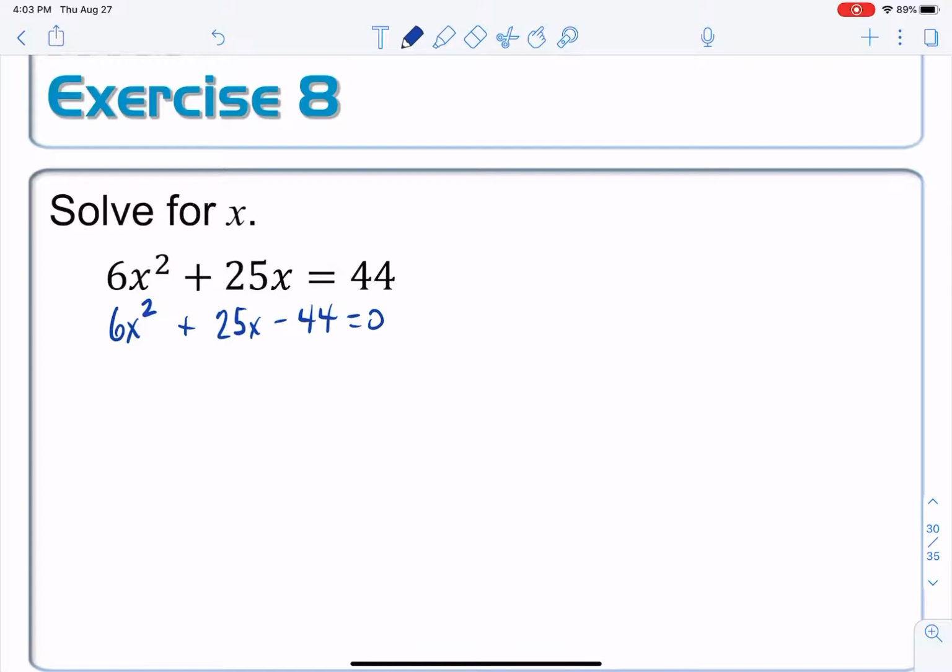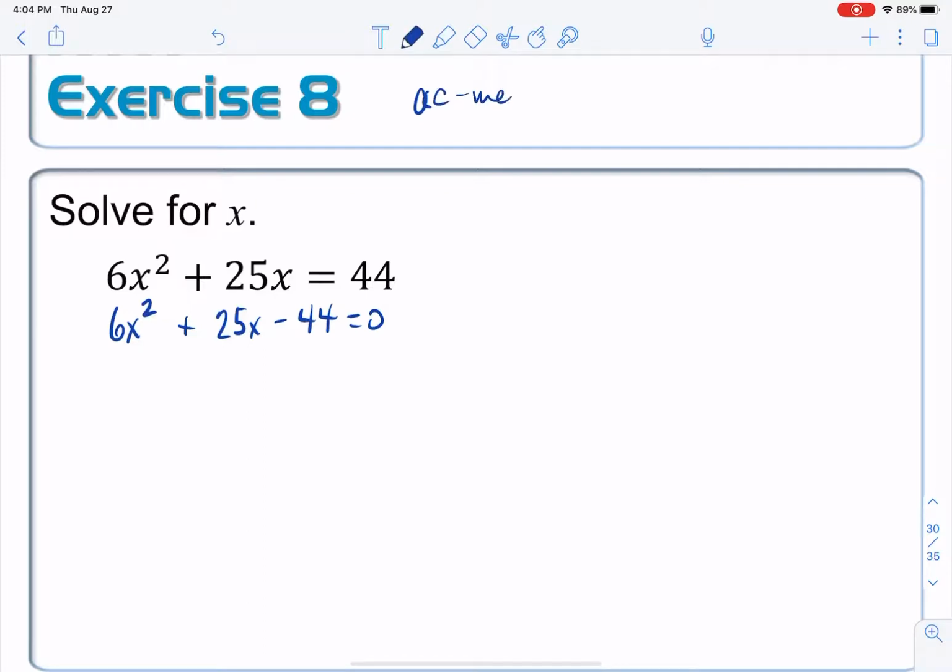Okay. And now I know it's quadratic. I know that I need to factor this thing, so I can use the whole zero product property on it. But how do I factor it? Well, I need to examine my A term here, my leading coefficient, and it's a 6. Since it's a 6, that means I'm supposed to do the AC method, right?